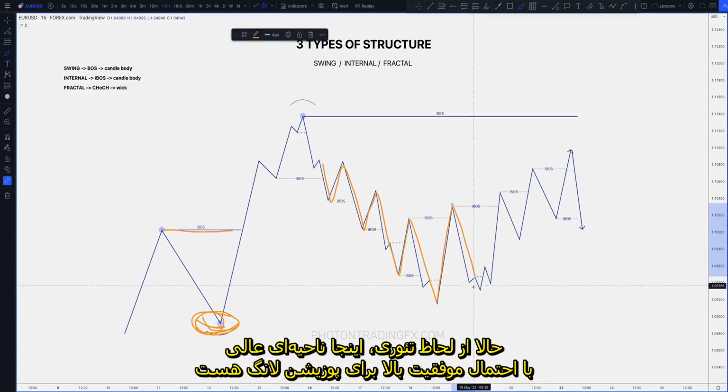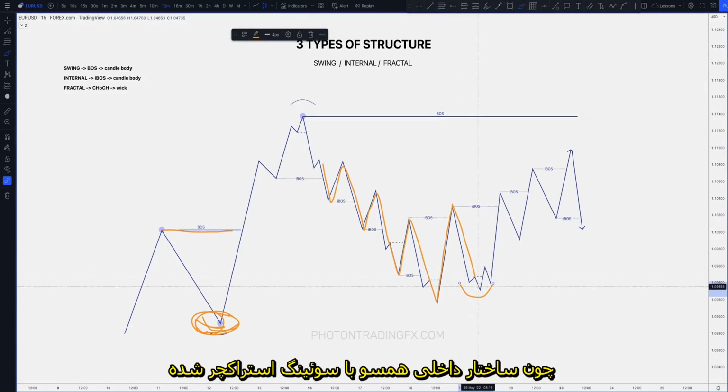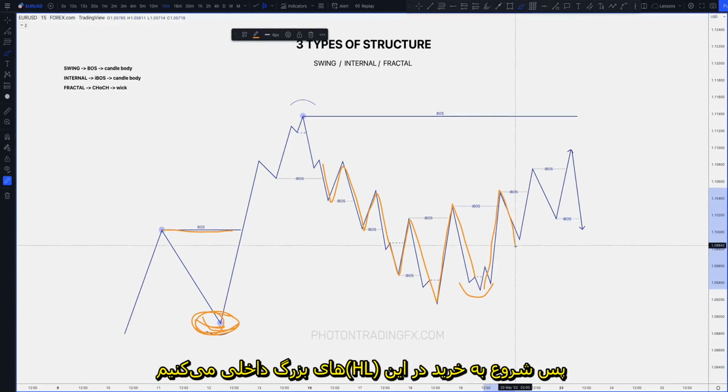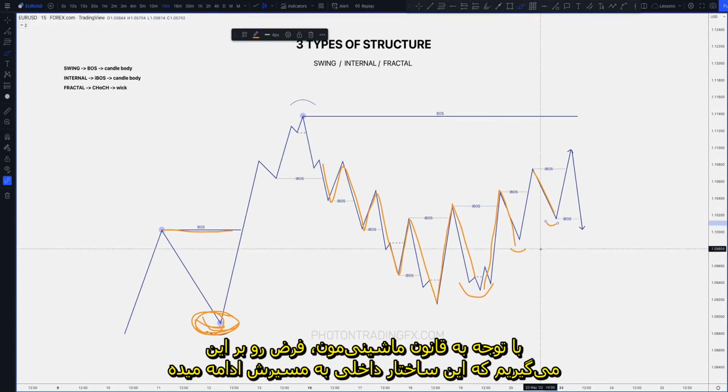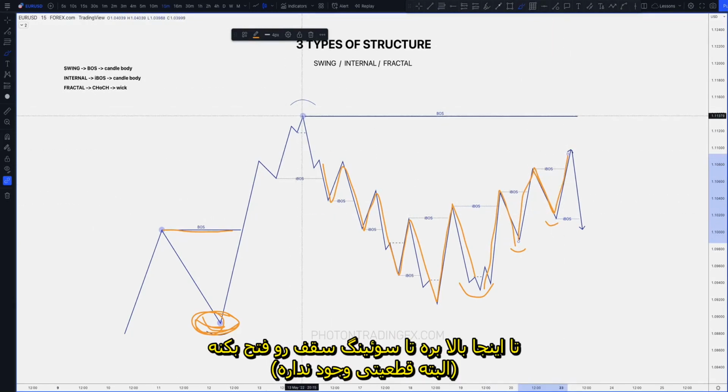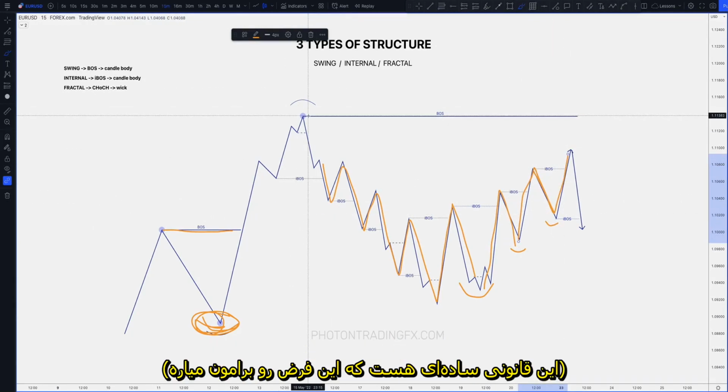So now the internal structure is aligned with the bullish swing structure. Awesome. Now this in theory should be a very high probability area to look for longs because the internal structure is aligned with the swing structure. So then we continue to buy these larger internal higher lows, these larger internal swings, because once the internal structure is aligned with the swing structure, we assume, with that systematic rule, not a guarantee, that this internal structure will continue all the way up to take out the swing high. It's just a simple rule that we assume.